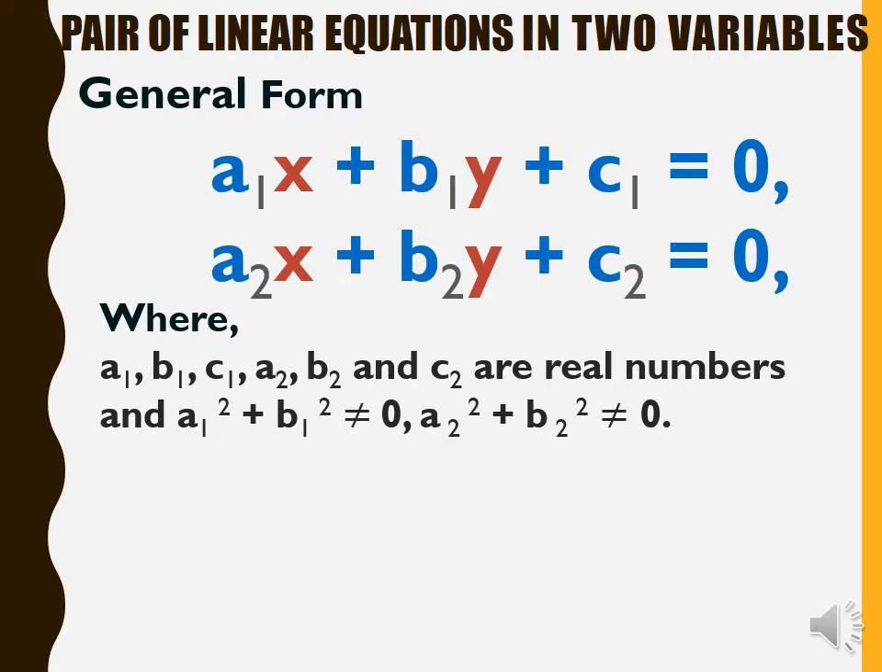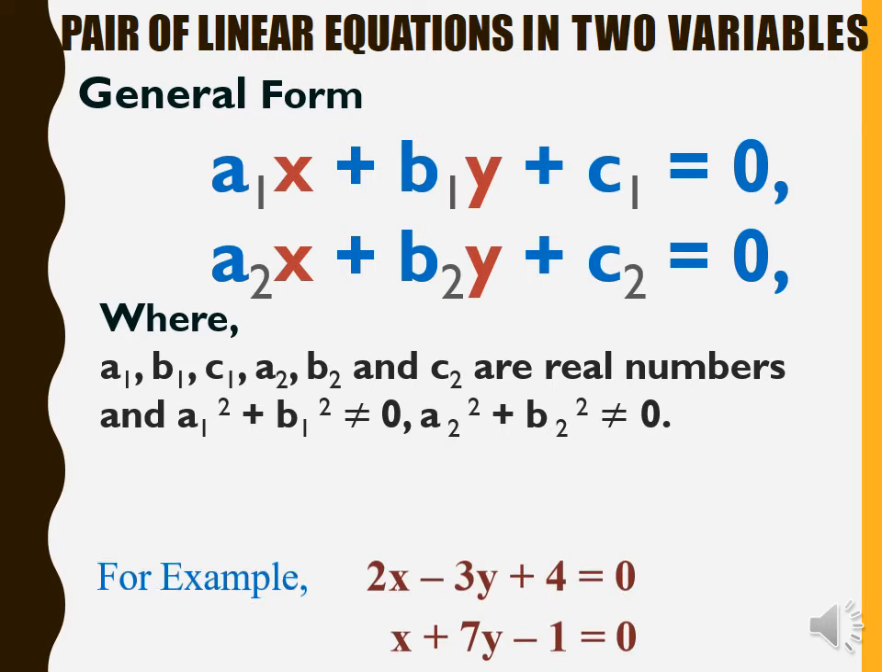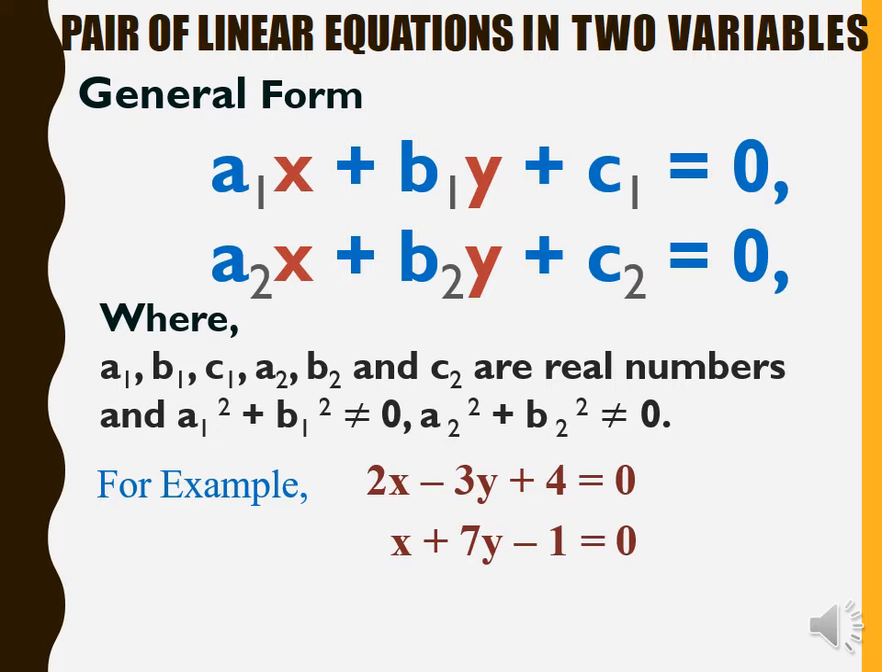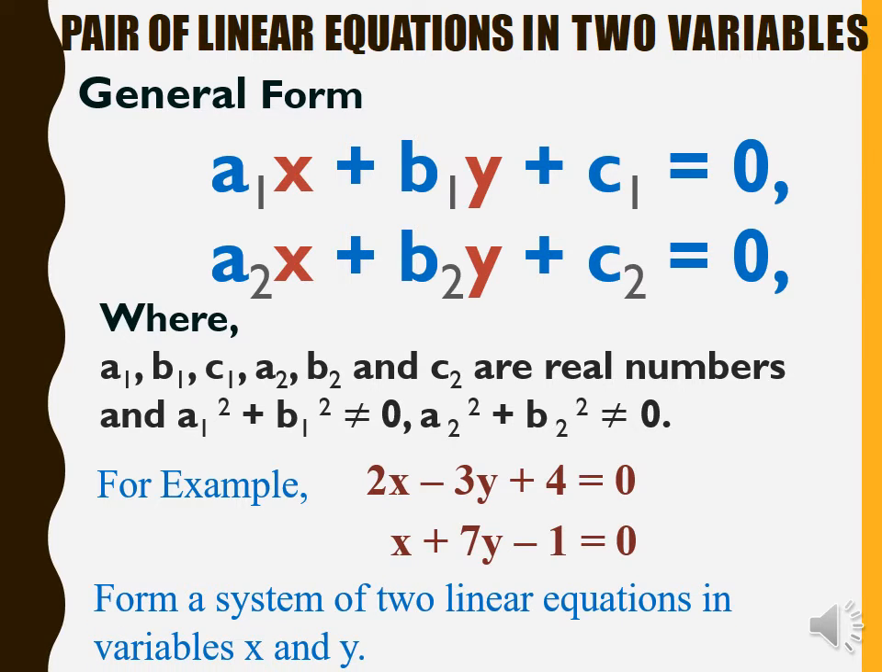So from the general equation we can see that both the equations have the same variables x and y. So if we take a scenario where we are creating equations based on the same conditions, where x and y are those conditions, then we can get a pair of linear equations. For example, 2x - 3y + 4 = 0 and x + 7y - 1 = 0 can be considered as a pair of linear equations in x and y.